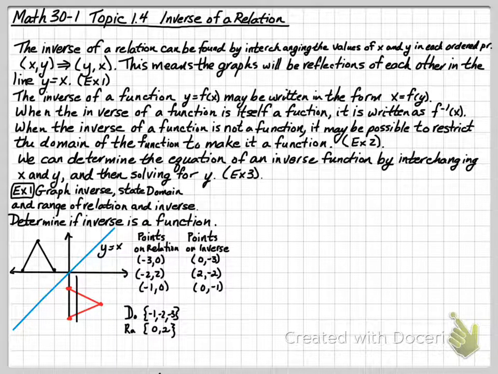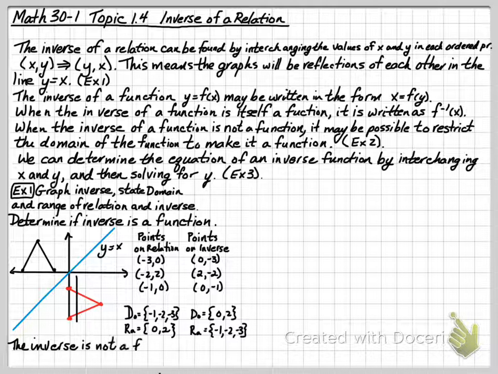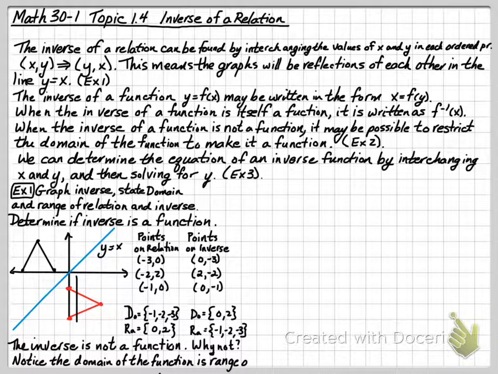The domain is -1, -2, and -3, and the range of our function is 0 and 2. Notice that in the inverse, the domain is now 0 and 2, and the range is now -1, -2, and -3. So noticing this, the inverse is not a function, and that means also that the domain of the original function is going to be equal to the range of the inverse, and vice versa. The range of the original function is going to be the domain of the inverse. That's what makes it an inverse function.